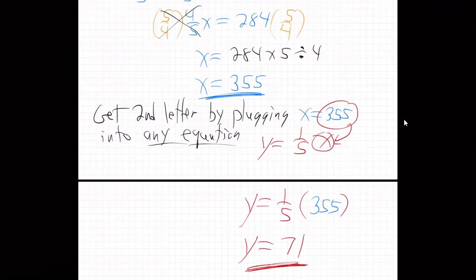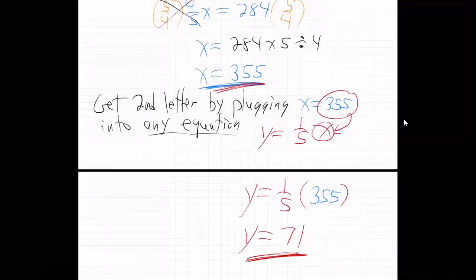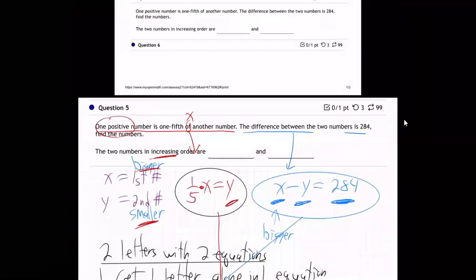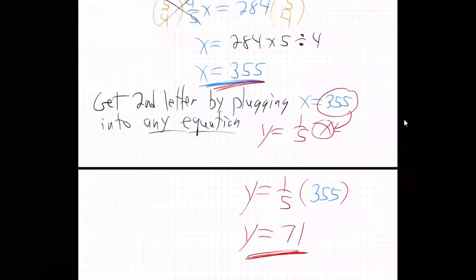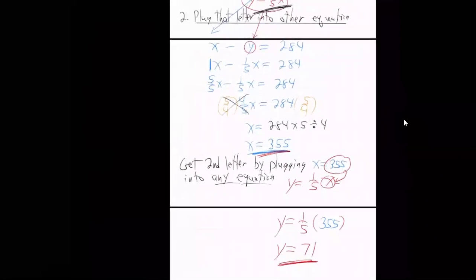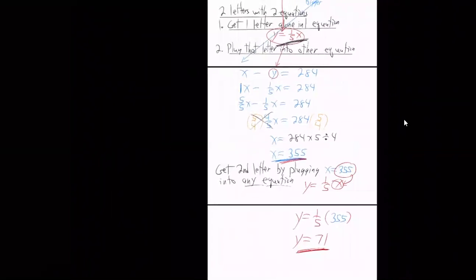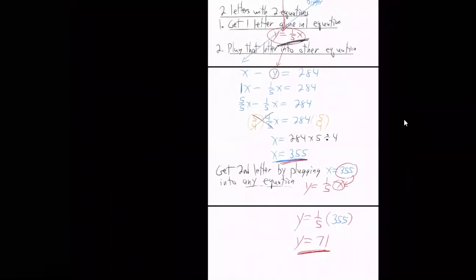So y is 71, x is 355. We got our two numbers, 71, 355. So up here they want us to put them in. They say increasing order, which means start with the lower one, 71, and then go to the higher one, 355. Like that. That's what they want from us. And there we go. How are we doing? There's the whole thing if you want to take a picture or screenshot or questions on that one.